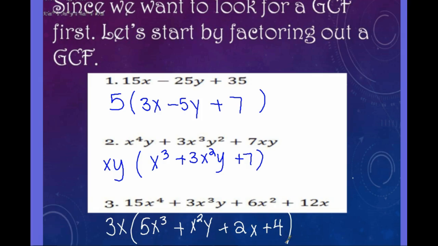Remember, whatever you GCF out, you should be able to multiply back in and get to the original. So 3 times 4 gives 12x.